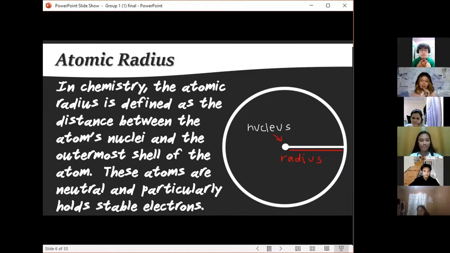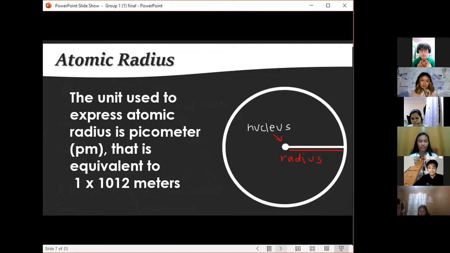Say, for example, we have a hydrogen atom's illustration. The dot you see in the middle is called the nucleus, and the line highlighted by white and red is called the radius. So, by definition, a radius is a straight line from the center to the circumference of a circle. The unit to express atomic radius is picometer or pm, that is equivalent to 1 times 10 raised to 12 meters.